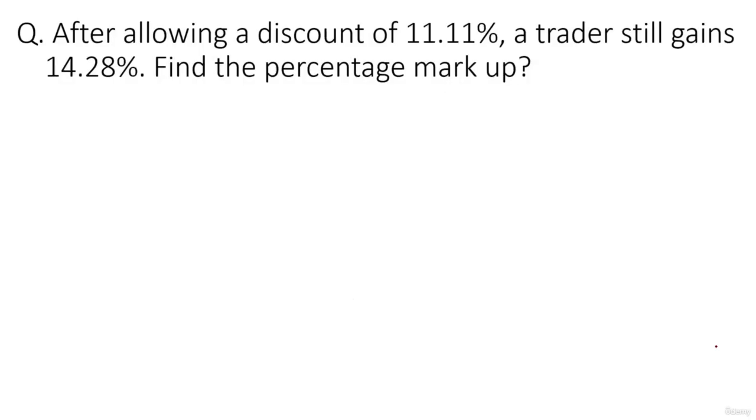After allowing a discount of 11.11%, a trader still gains 14.28%. Find the percentage markup. If you're allowing a discount of 11.11%, 11.11 is nothing but 1 by 9. So basically your selling price is 8 by 9 times your mark price, as it reduced by 1 by 9. The trader still gains 14.28. We know that 14.285714 recurring percentage is 1 by 7th, right?